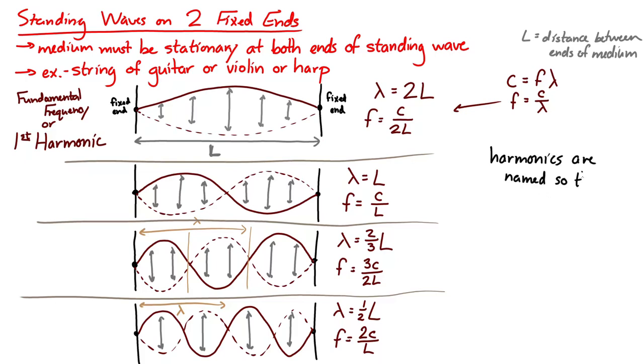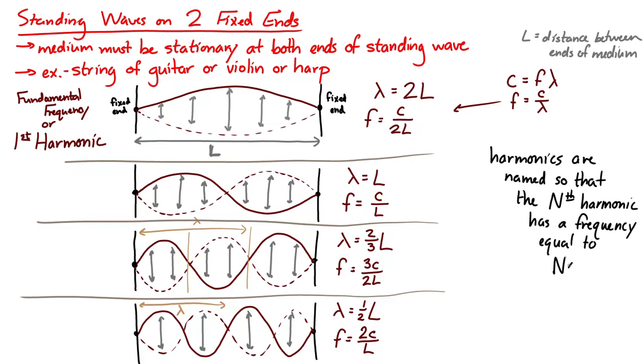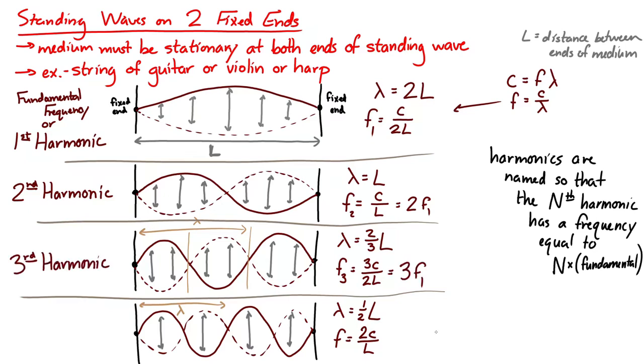The nth harmonic, we say, has a frequency equal to n times the fundamental frequency. So this one right here is the second harmonic. If you look, the frequency is twice that of the fundamental. This is the third harmonic. The frequency is equal to 3 times the fundamental. This is the fourth harmonic. Frequency is equal to 4 times the fundamental, and so on.